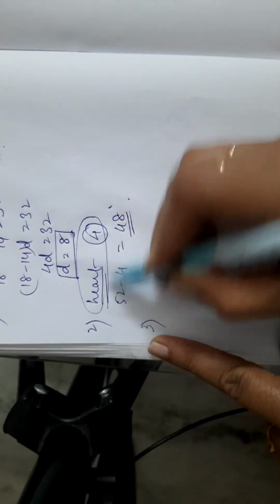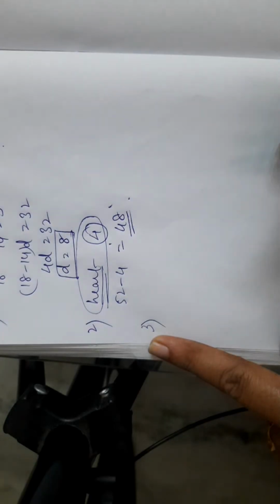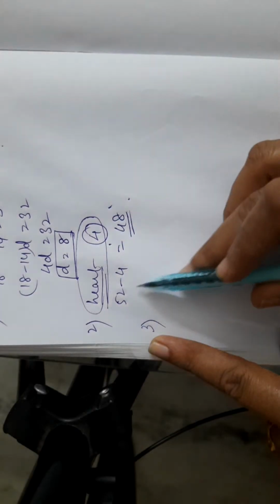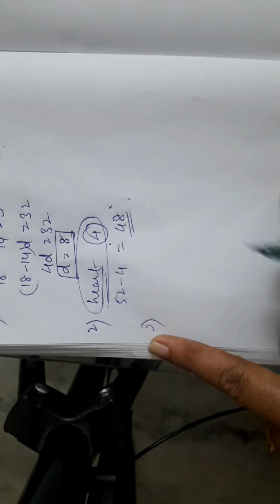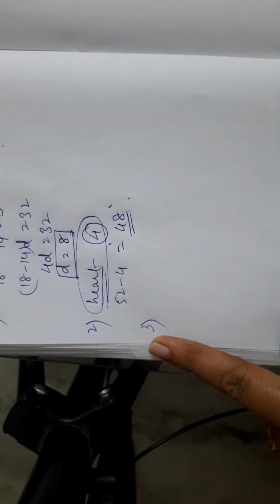Only they asked about heart. Okay, so it's 52 minus 4. The event is that the card is not a heart. The number of favorable outcomes is not a heart. If it were heart, then we could have written 4; for not a heart, it is 52 minus 4.